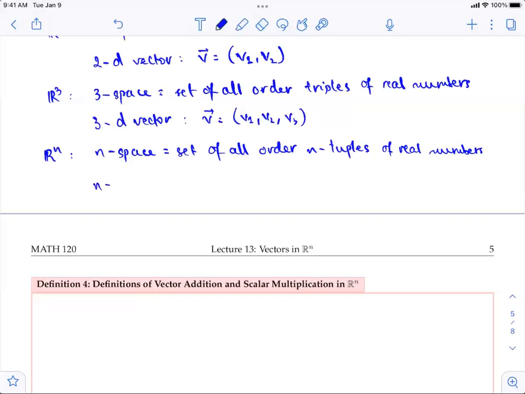An n-dimensional vector has the form v. It has n components, and usually the notation is v1, v2, and we use dots to indicate there are a bunch of components in between, up to vn. Okay, so that's n-dimensional vectors. And you can perform the same calculations or operations on n-dimensional vectors. You can do vector additions and scalar multiplications on n-dimensional vectors.